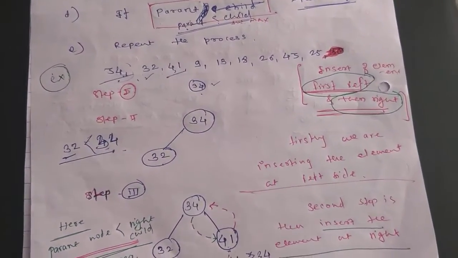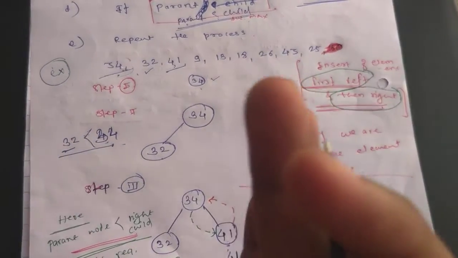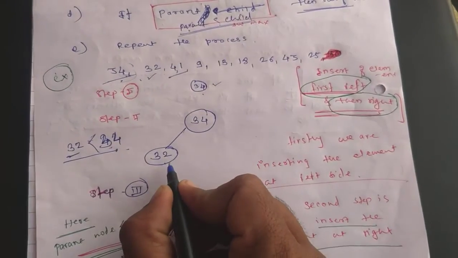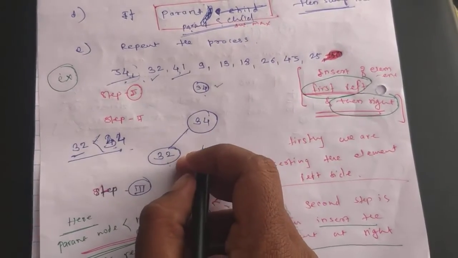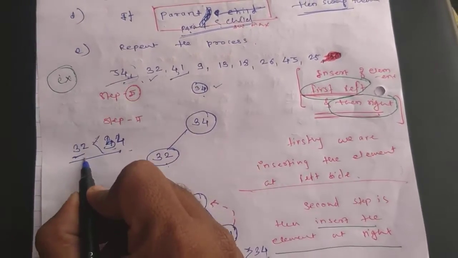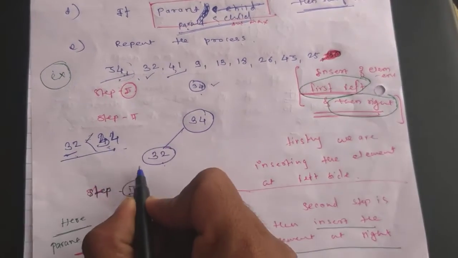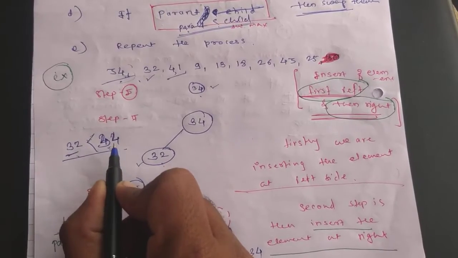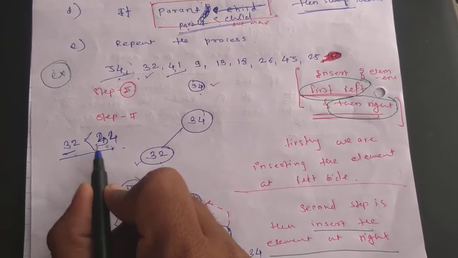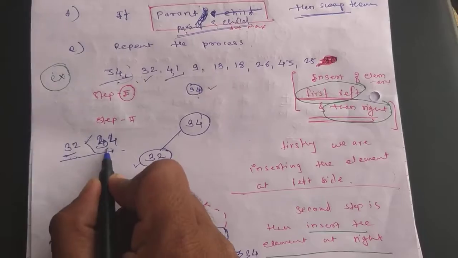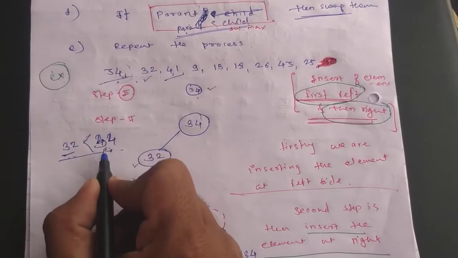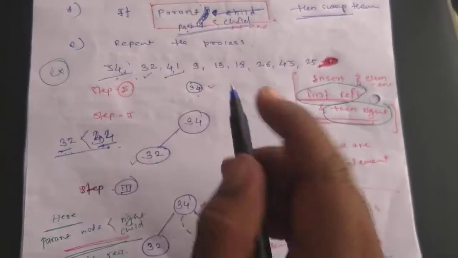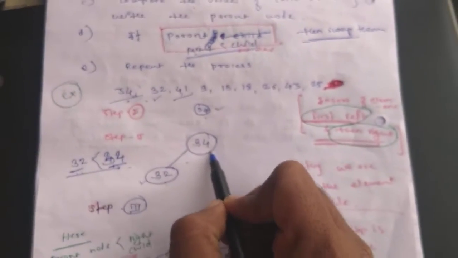As per the rules of the binary tree, we are inserting the elements from left to right. After inserting the element at the left side of the 34, we should compare this 32 with the 34, because 32 is newly inserted and 34 is its parent node. After comparing, 32 is less than its parent node, which is 34. So there is no need to swap these elements.